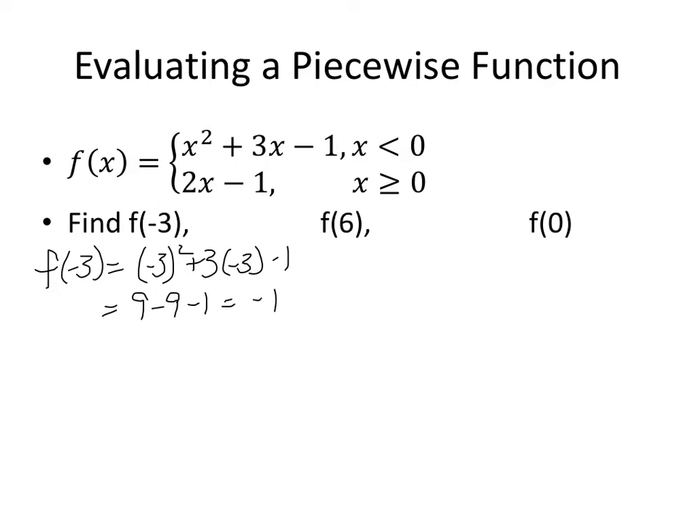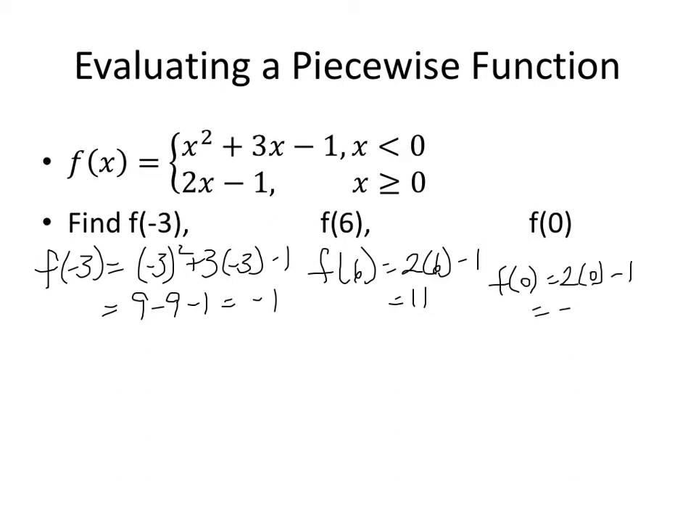Now f of 6, however, is greater than or equal to 0, so we're going to use the second definition. So f of 6 will equal 2 times 6 minus 1, which is 11. Okay, what happens if you've got something on the dividing line like f of 0? You have to look and see where is it greater than or equal to 0. This is the or equal to part, so we would have f of 0 equals 2 times 0 minus 1, which is -1 again.